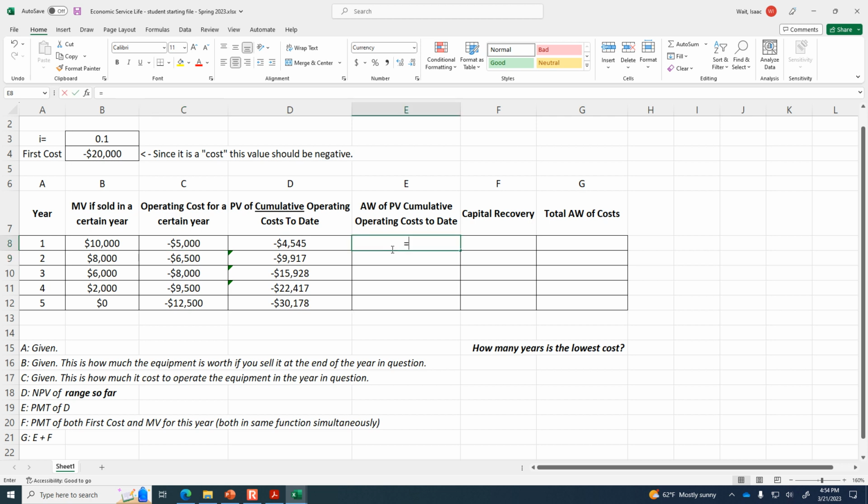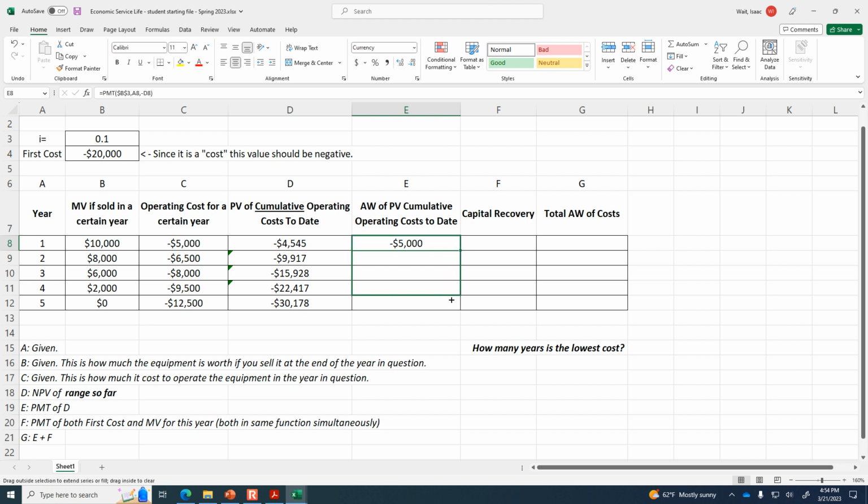So it's going to be equals PMT, refer to the 10% interest rate. The NPER is going to be whatever year we're on. And then what we put into the PV is the minus of the amount in column D. Okay, so basically, if we're just going to pay 1 year of operating expenses, then it should be 5,000. That's the annual worth of the present value of the cumulative operating costs to date.